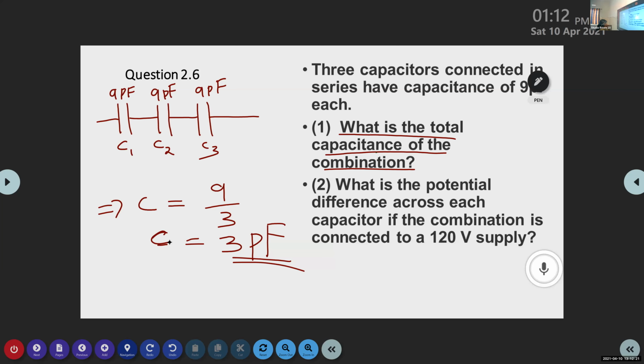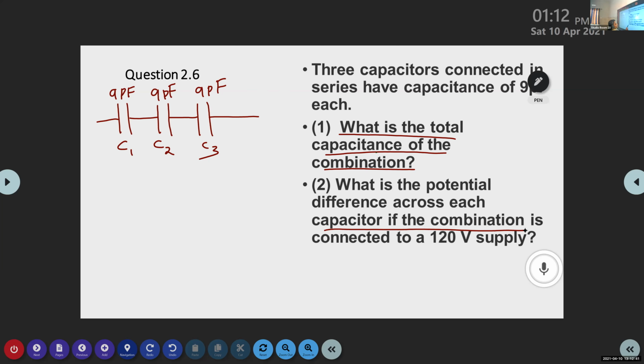Now the second sub question. What is the potential difference across each capacitor if the combination is connected to a 120 volt supply? So here we have the three capacitors. They are connected in series combination. Now the second question says that these capacitors are connected to a potential of 120 volt supply. So it is connected to a voltage source of 120.